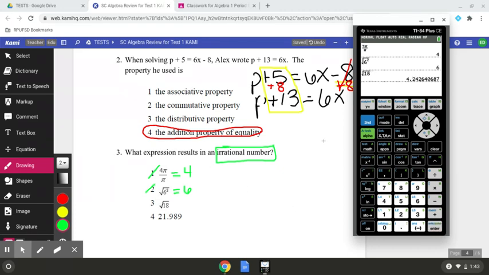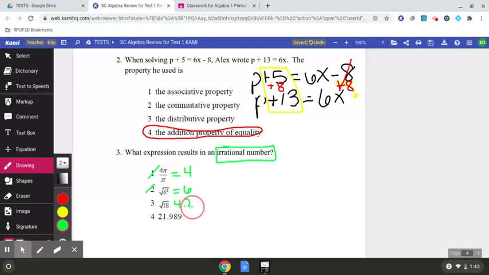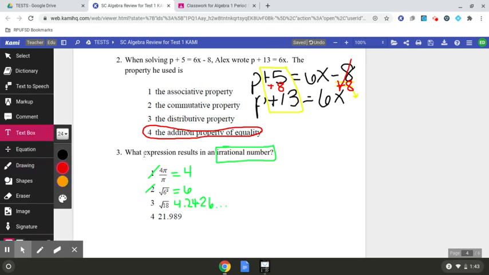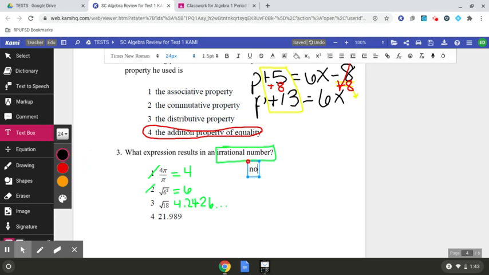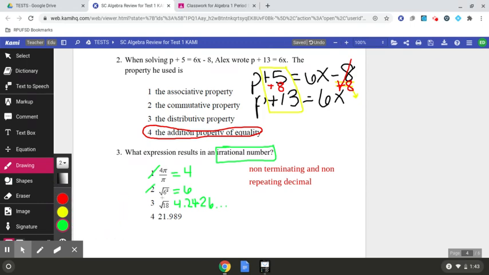And that we get this crazy decimal that kind of goes on forever. It's 4.2426, and it goes on forever, right? It fills that screen. So that's my non-terminating and non-repeating decimal. So choice 3 would be my answer. Okay, choice 4, just to look at it, it stops. There's no ellipsis here, so that's why it's not irrational.